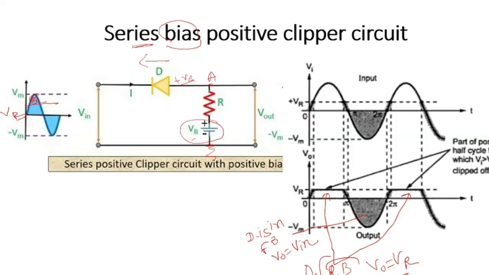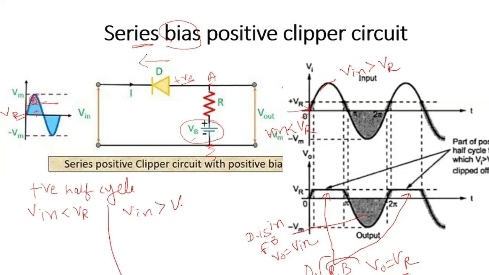Now the first positive half cycle is divided into two parts. This part is V in which is less than VR, and this part is V in which is greater than VR. So what happens in V in less than VR and V in greater than VR? We have two cases, right?